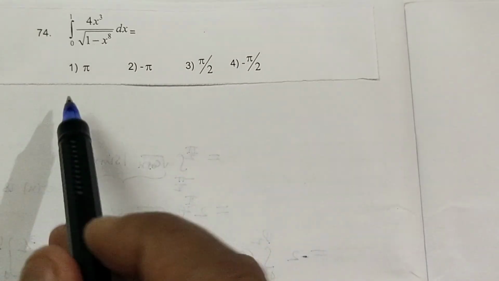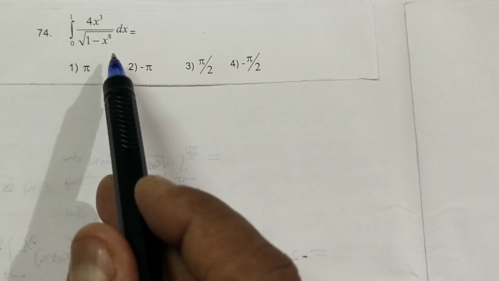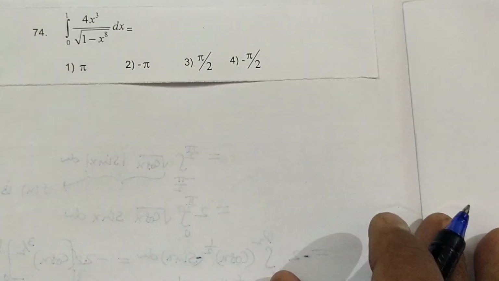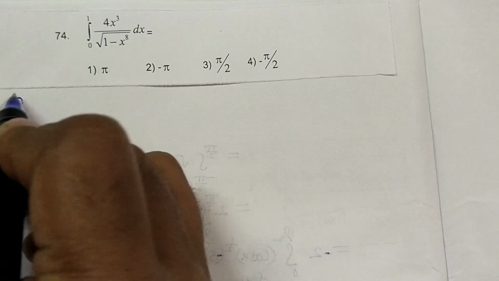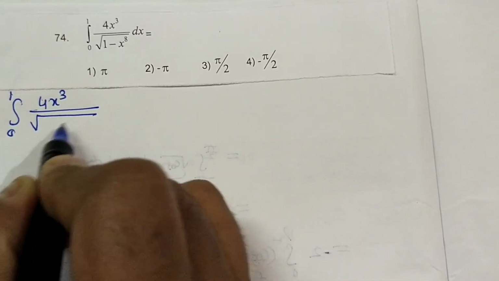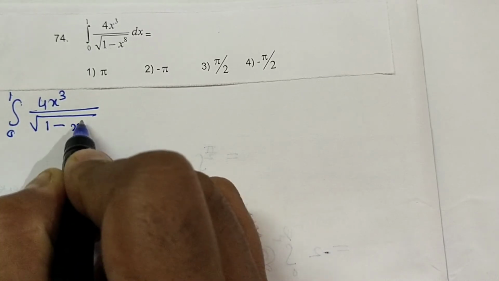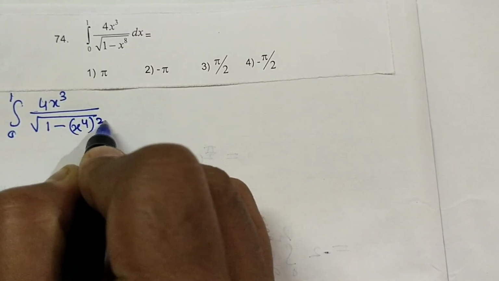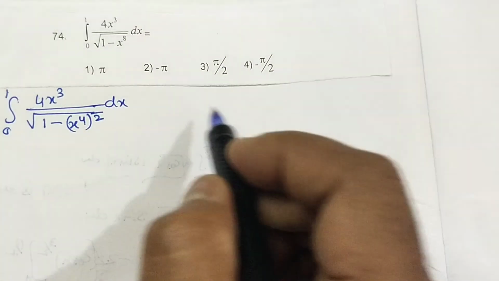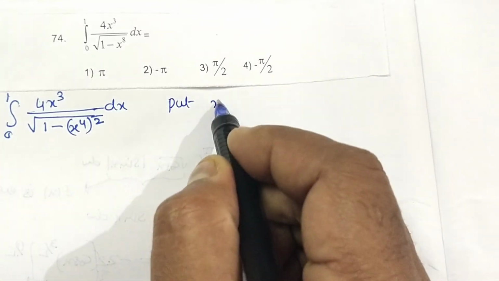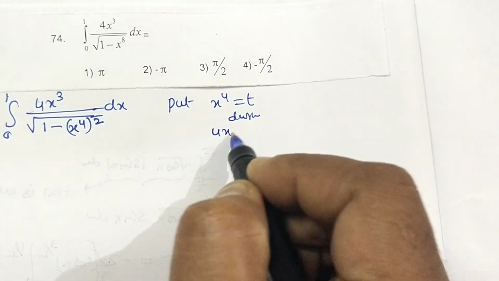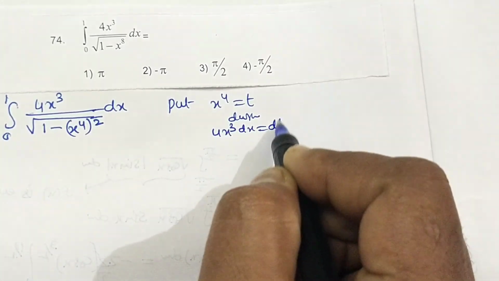The next question. Integral 0 to 1 4x cube by root 1 minus x power 8 into dx. Integral 0 to 1, 4x cube divided by square root of 1 minus x power 8 can be written as x power 4 whole square into dx. So put x power 4 is equal to t, differentiate with respect to x. 4x cube into dx is equal to dt.